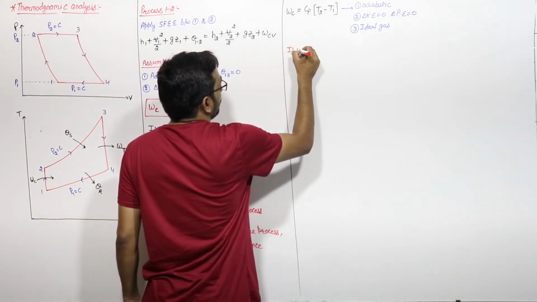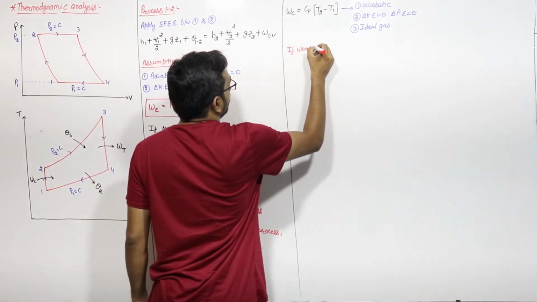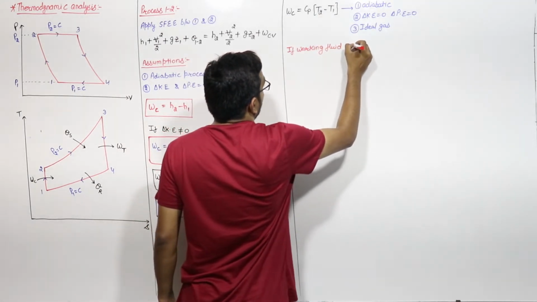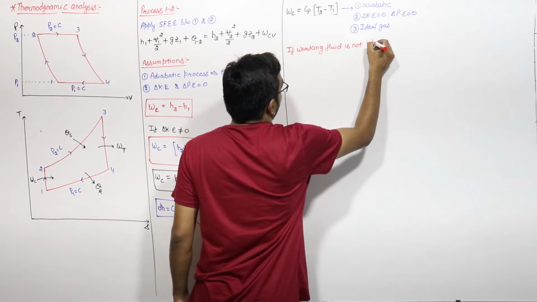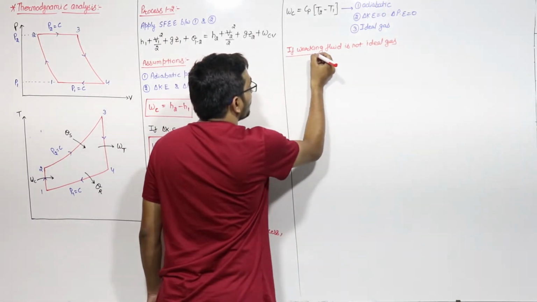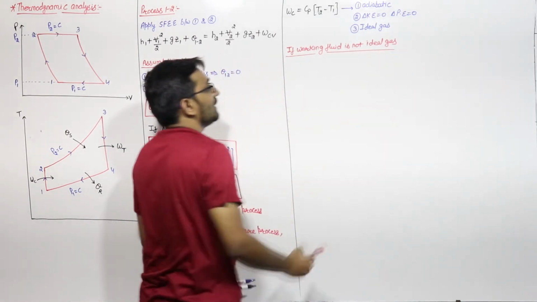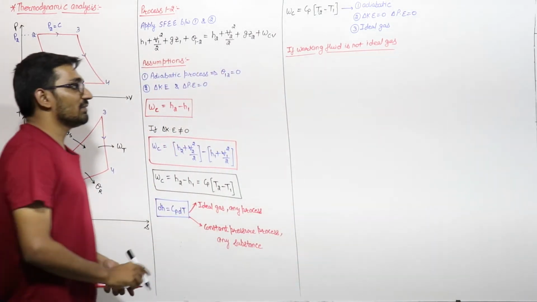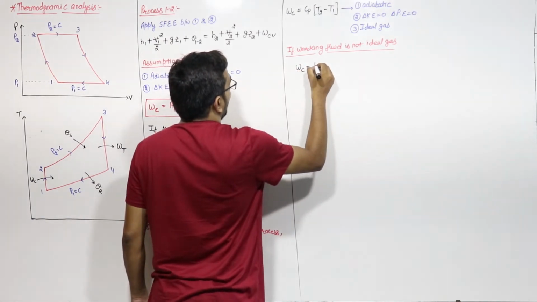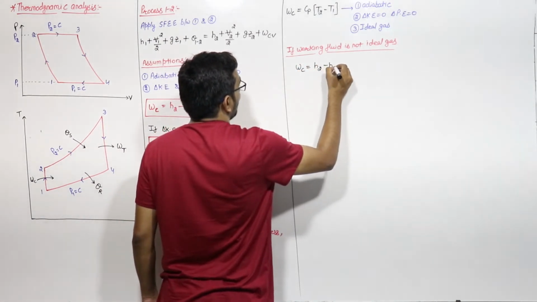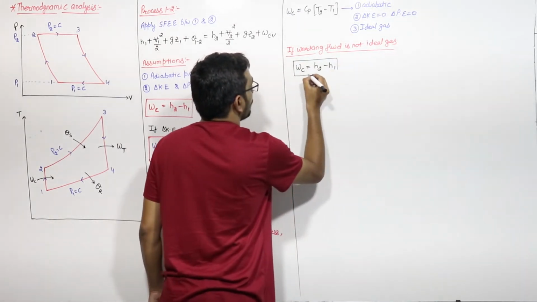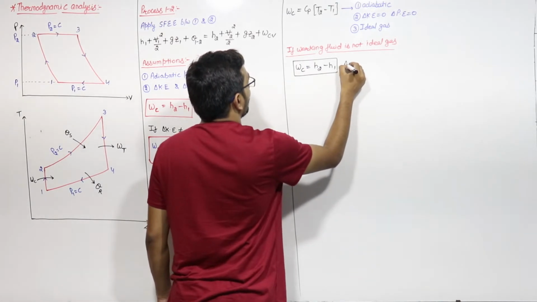If the working fluid is not an ideal gas, this is important, right? They may confuse you, right? If the working fluid is not an ideal gas, then you have to write work required by the compressor is H2 minus H1. You cannot write this will be equal to Cp into T2 minus T1.